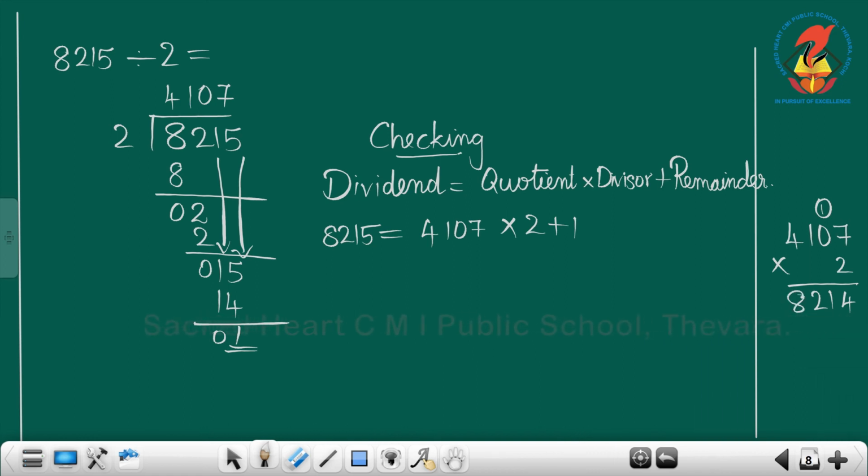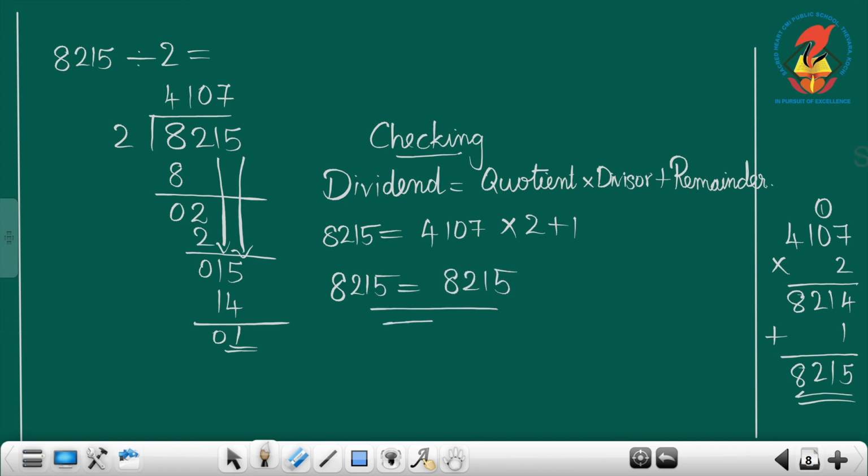Plus 1 is the remainder. So 4 plus 1 is 5. Here nothing is there, bring it down. Here nothing is there, bring it down. Here also nothing. So the answer is 8215. In 8215, both the sides we will get the same answer. That means our answer is correct. Okay. This is the second question.